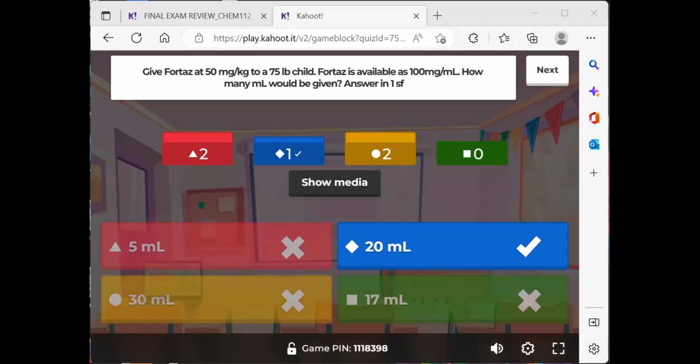Any questions on clinical problems? You must know how to do that calculation. That is very important, especially if you're a nursing student.